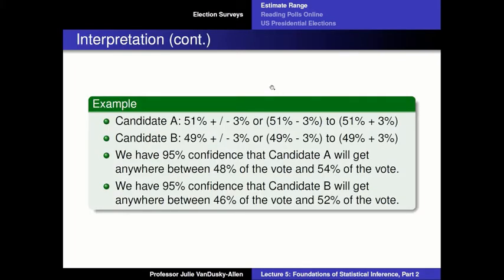For example, imagine the results of a survey said that candidate A is going to get 51% plus or minus 3%, or 51% minus 3% to 51% plus 3%. Then imagine the survey also said that candidate B was going to get 49% plus or minus 3%, or 49% minus 3% to 49% plus 3%. We would say we have 95% confidence that candidate A will get anywhere between 48% of the vote and 54% of the vote. We also have 95% confidence that candidate B will get anywhere between 46% of the vote and 52% of the vote.